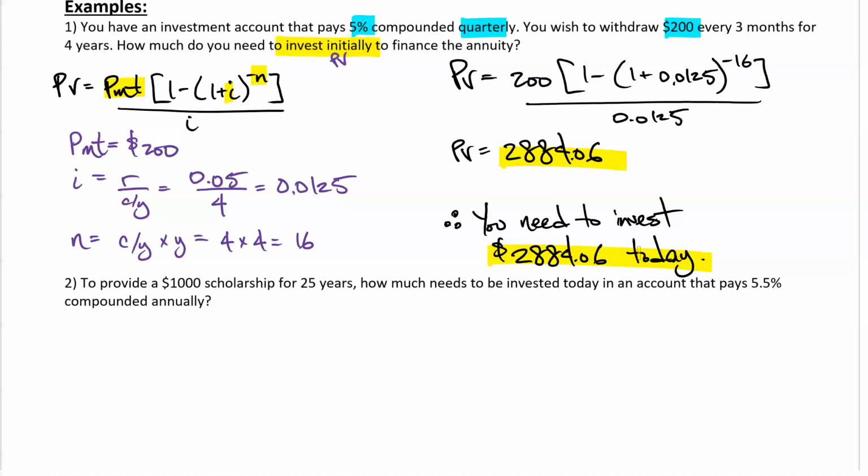And if we didn't have this investment that was earning money, and if I just had a whack of money and wanted to take out $200 for a total of 16 times, well, that would be 200 times 16, $3,200. I could do it. But you see, if I'm going to get an investment account where I can put in money and that money is going to grow, and at the same time I'm taking $200 out of it, well, as long as it's growing and I'm taking $200 out of it, I actually don't need to start off with $3,200. I can start off with less money. And in fact, you need to start off with $2,884.06. Nice, right?